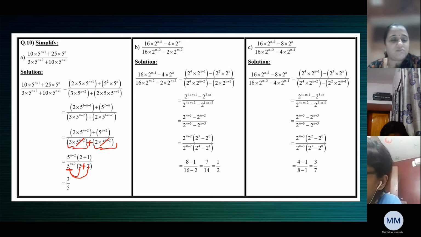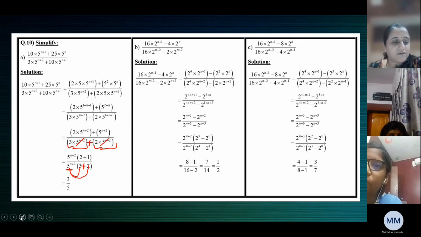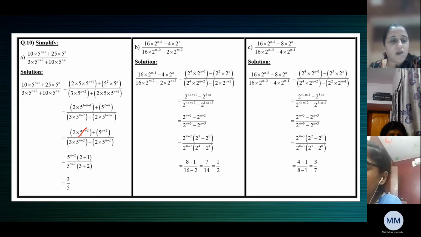So you need to write 3 plus 2. Basically, this is common. We've written this outside. So write 2 plus 1. There is nothing here, so 2 plus 1. And here 3 plus 2. If it's minus, then 3 minus 2. 3 plus 2 in the bracket here.